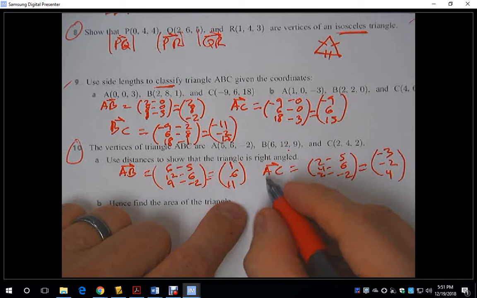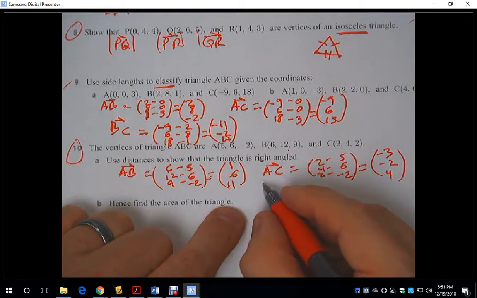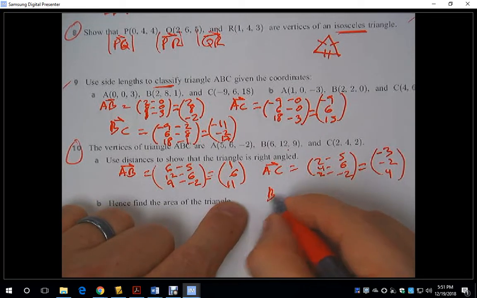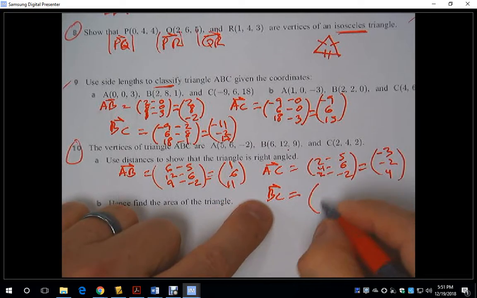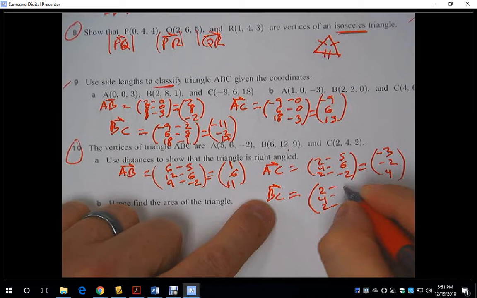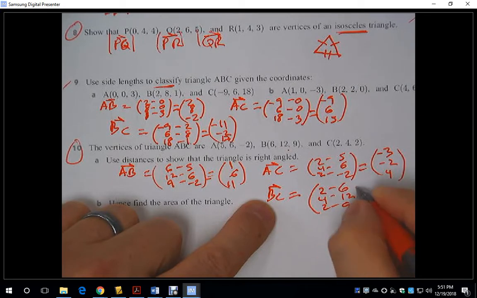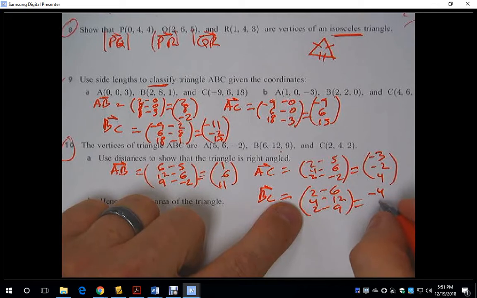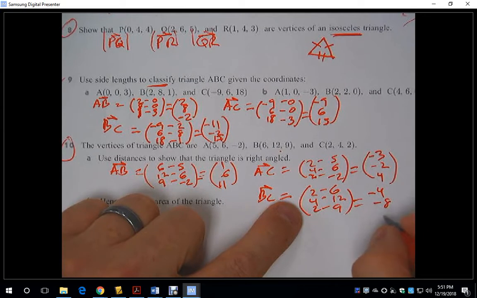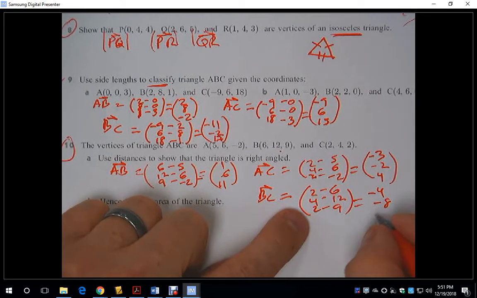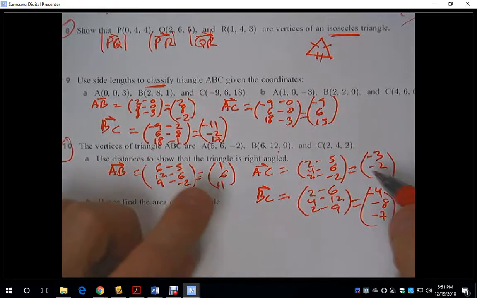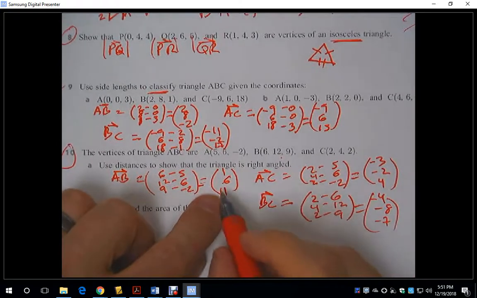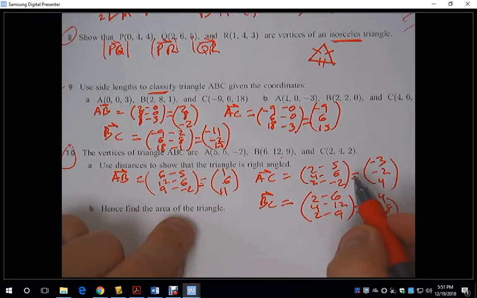And then we also have to find our other vector from B to C. That would be head minus tail, 2, 4, 2. Subtract the tail, which is 6, 12, 9, to give us negative 4, negative 8, and negative 7. So we're going to find the magnitude of each one of those.